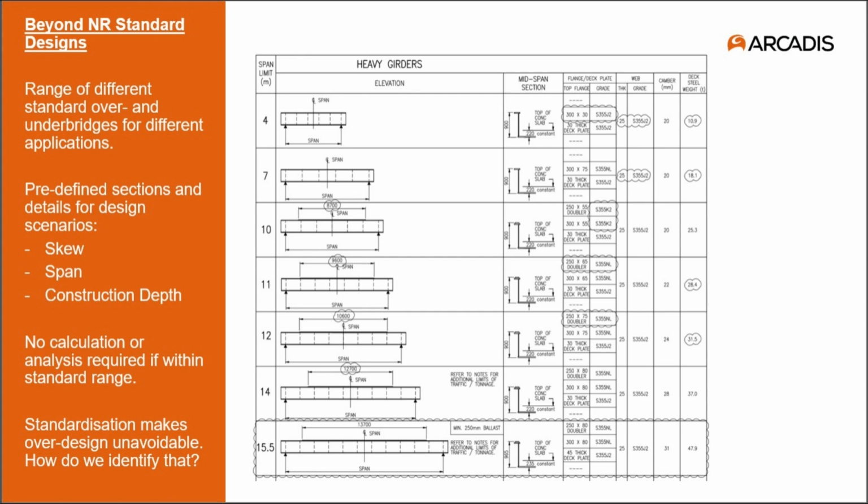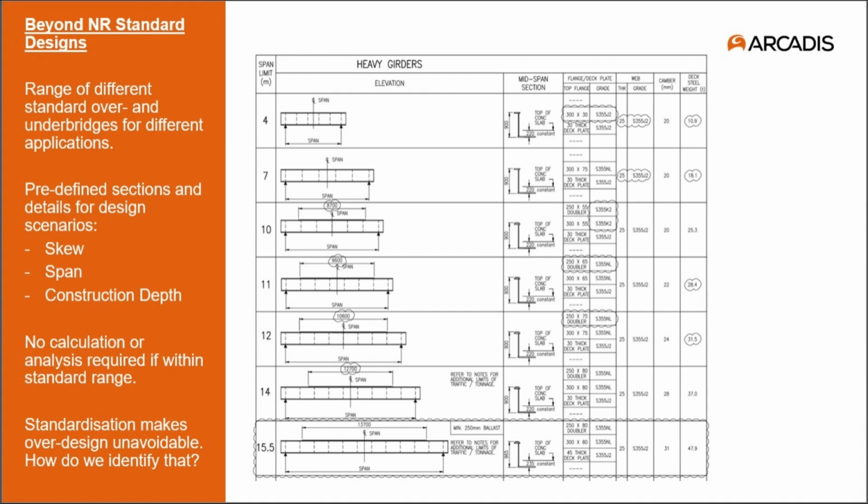The idea of this is that a project can be delivered far more quickly if a proposed design stays within the parameters of the standard design, such as span, skew, and construction depth. If that's the case, then the designer's not required to submit any detailed calculations or analysis as part of the deliverables, because that's already covered by the design standards. However, the flip side of that advantage is that because of the high degree of standardization, there will inevitably be inefficiencies and over-design if your bridge doesn't sit towards the most extreme end of each design range.